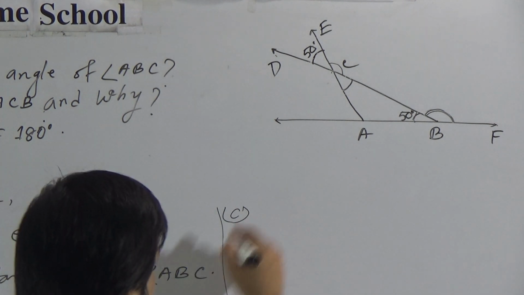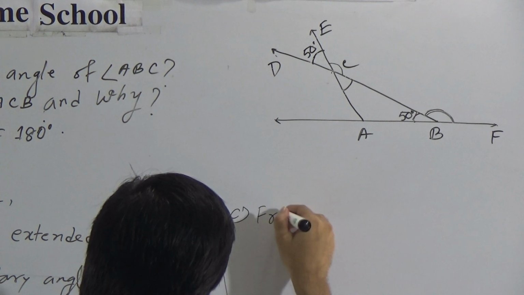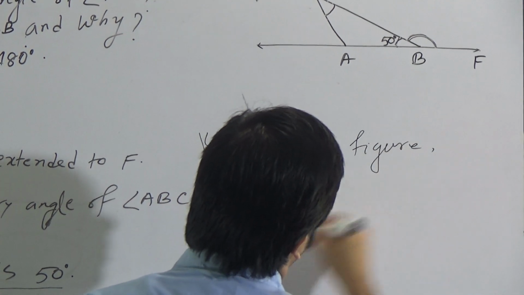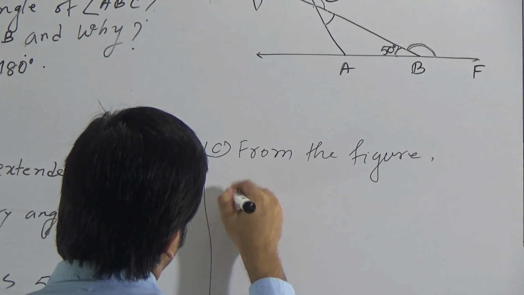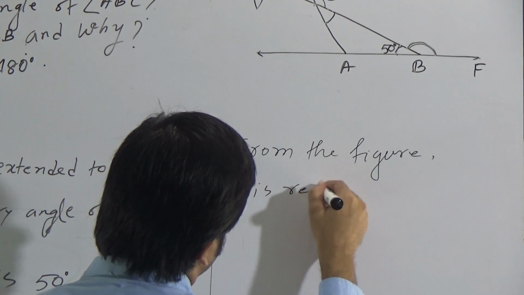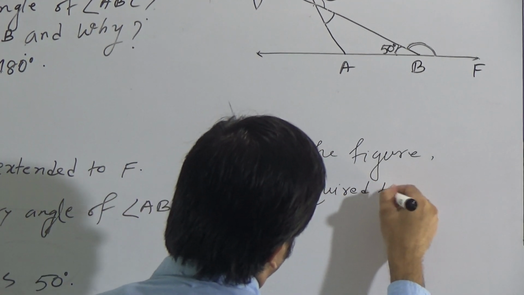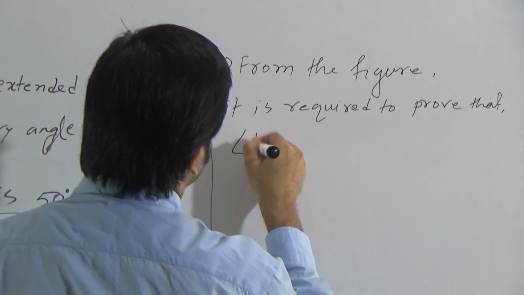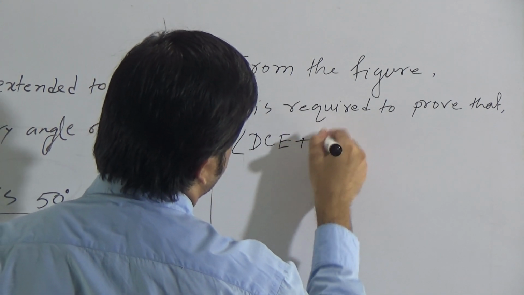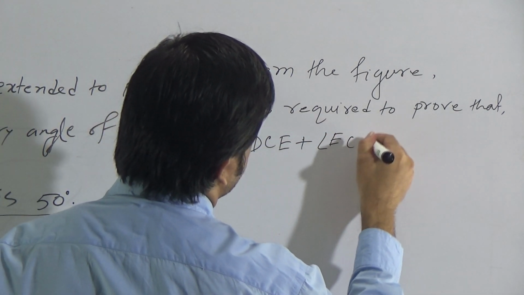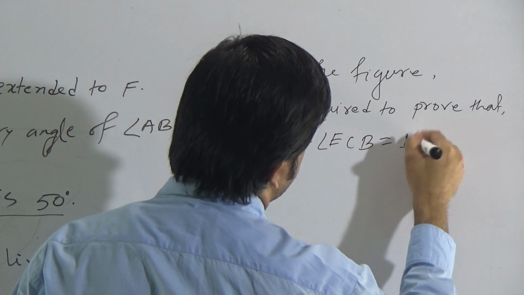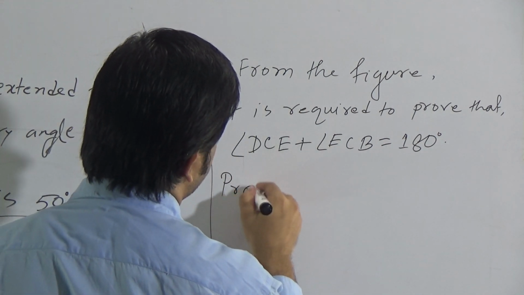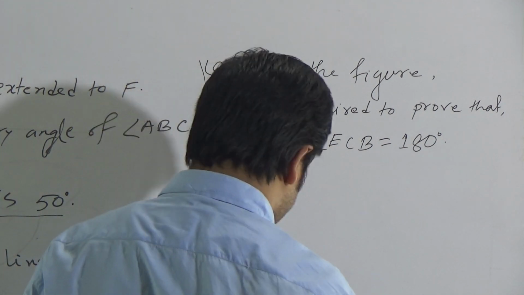So we can say from the figure, it is required to prove that angle DCE plus angle ECB is equal to 180 degree. Proof. Now I have to prove.